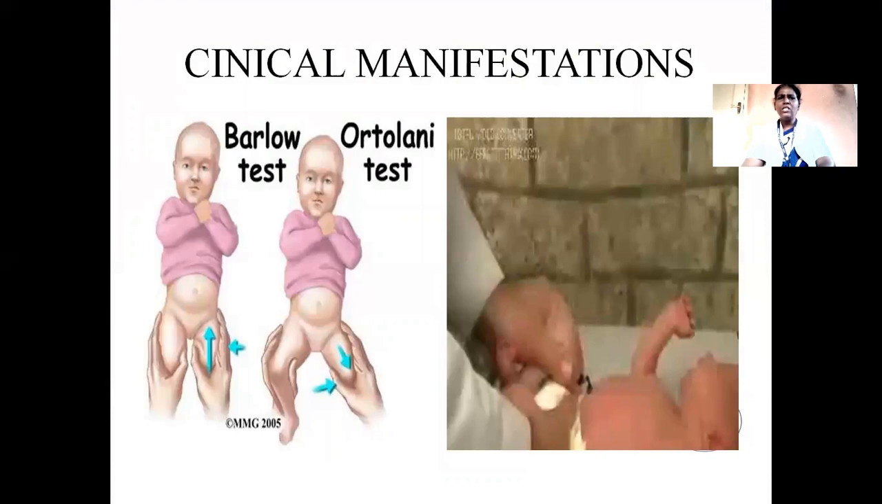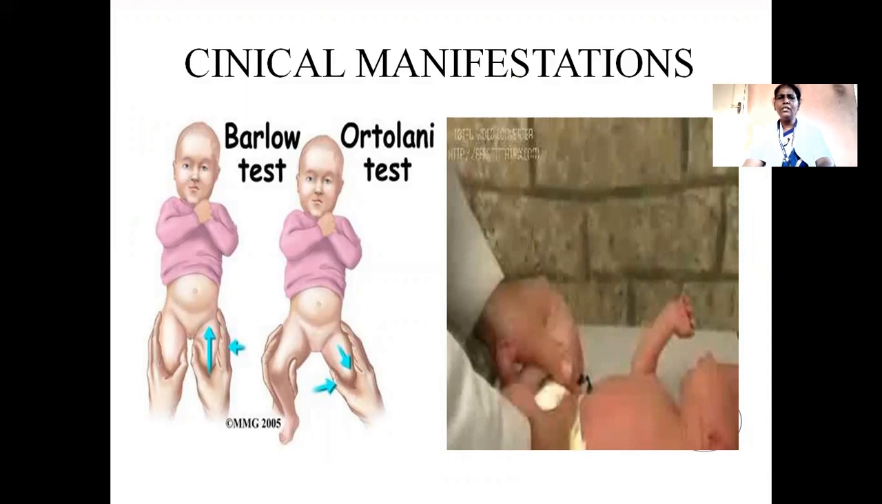Then let's see about the clinical manifestation. One is the Barlow test. Second is the Ortolani test. Barlow test is used to assess the developmental dysplasia of hip.